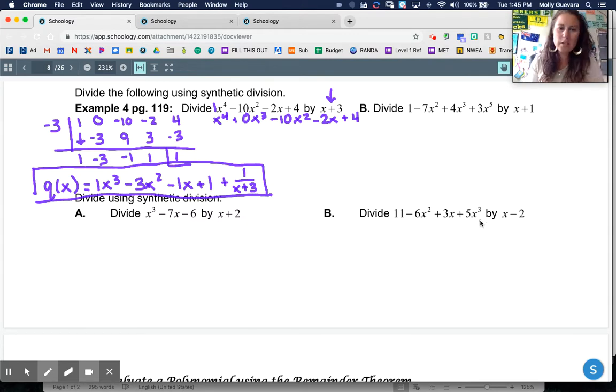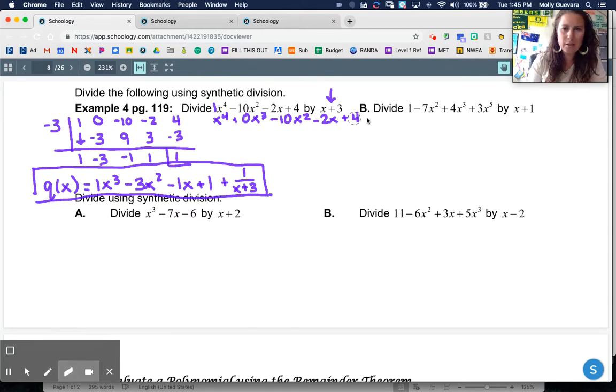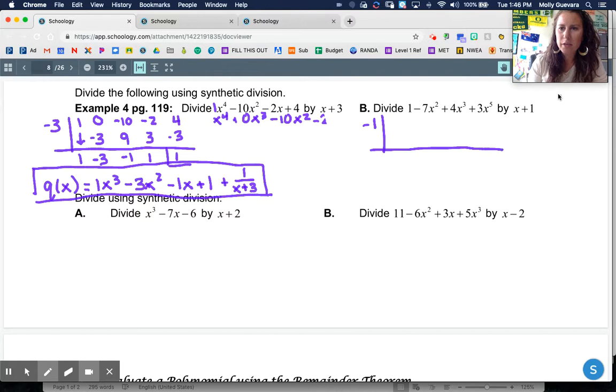Okay, so let's do another one together. I'm gonna get rid of that so I can have room. Okay, here, my C value is -1. That's what I'm dividing by. Because, right, if I set x plus 1 equal to 0 and solve, I get x equals -1.